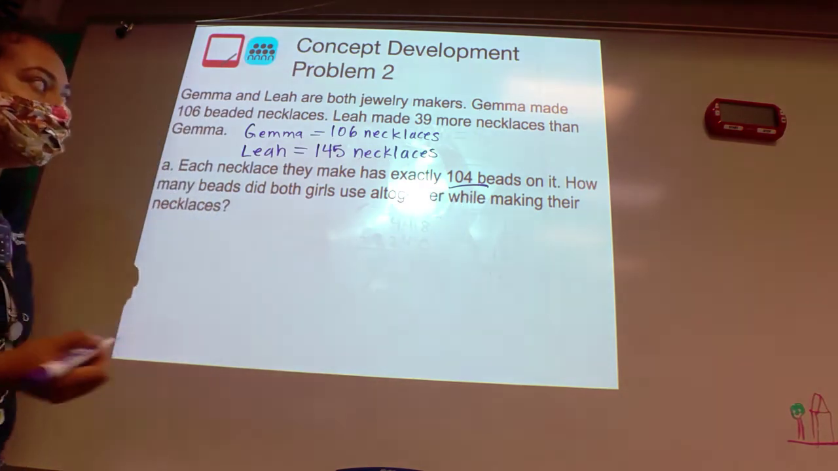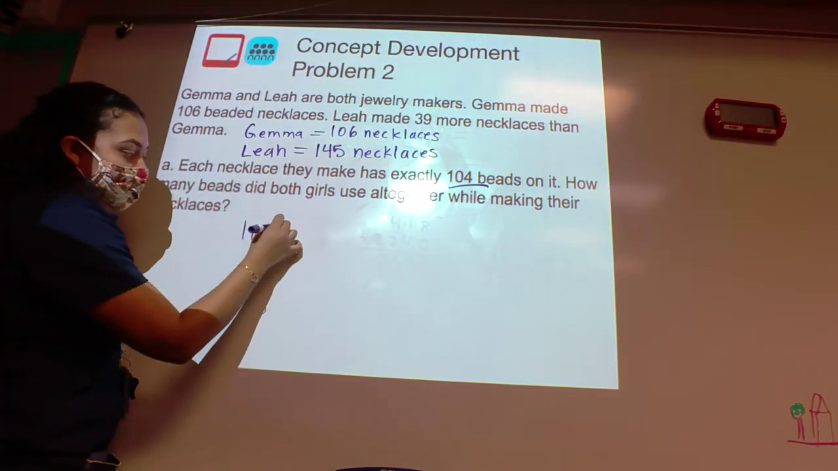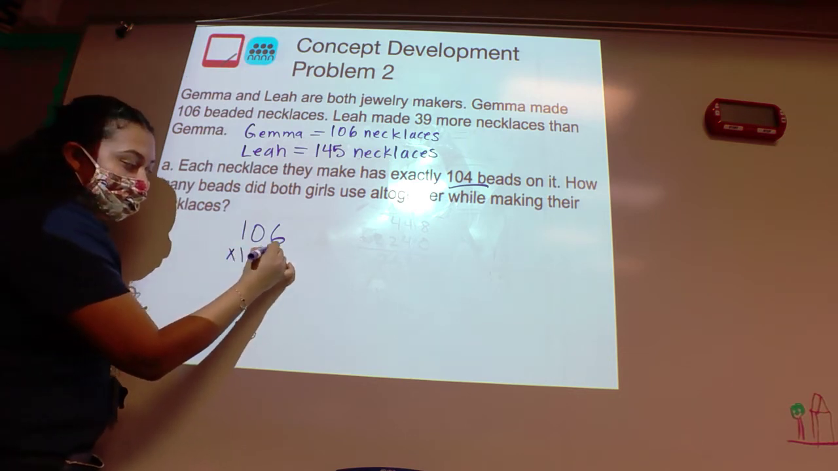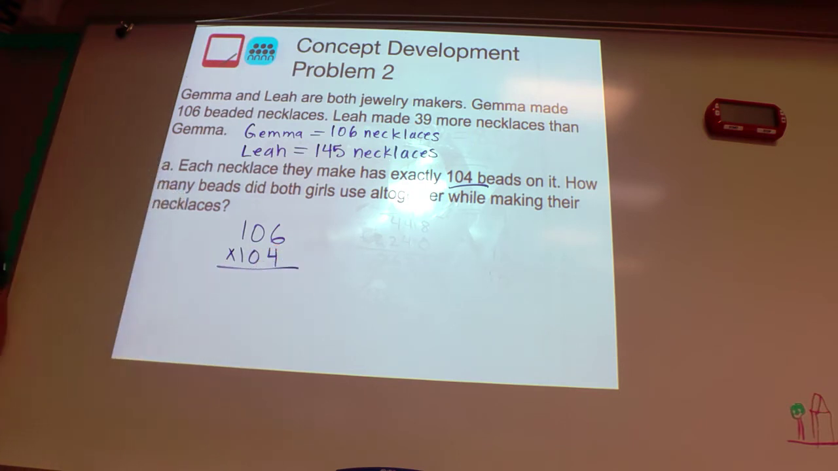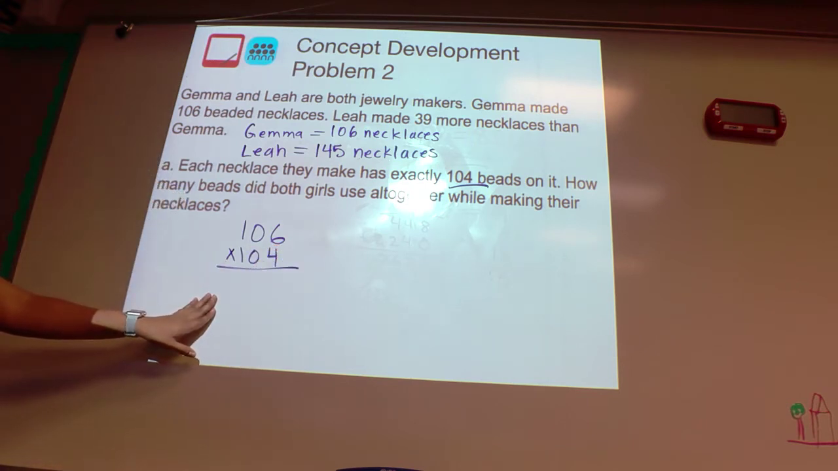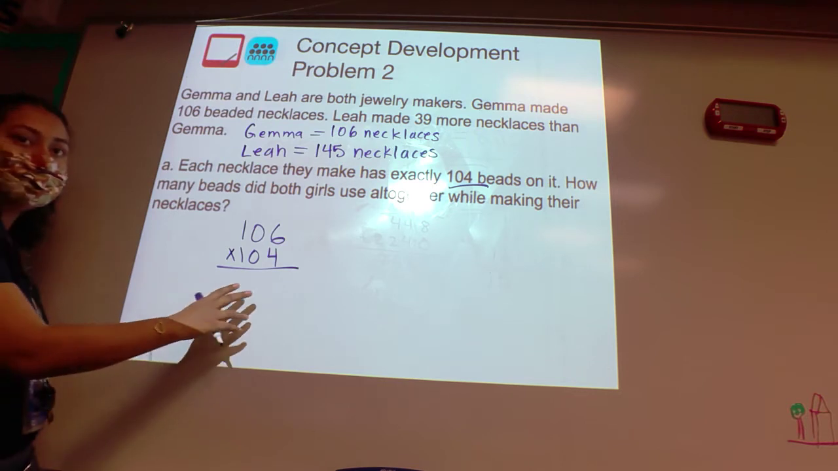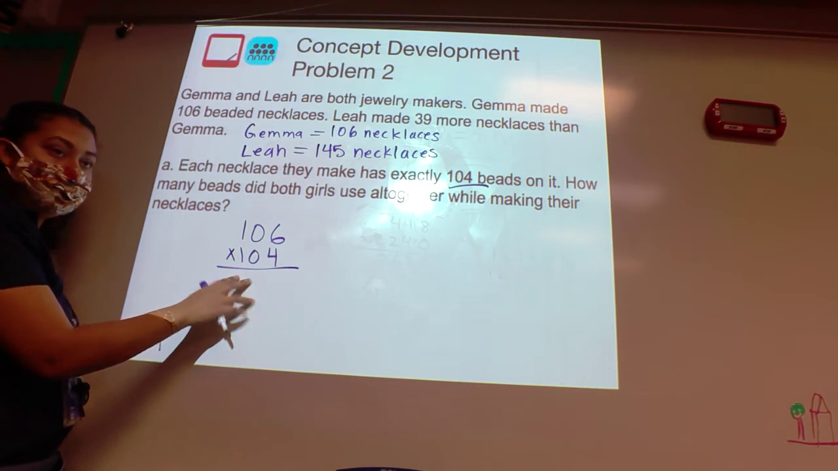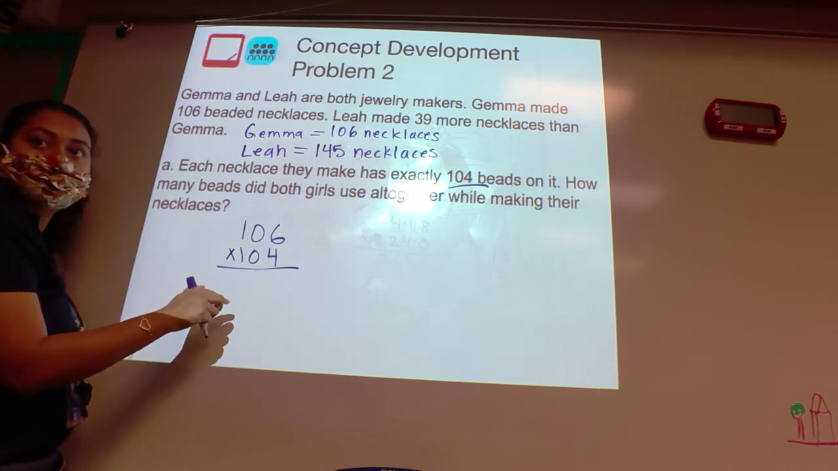So in order to figure out, Gemma made 106 necklaces, and each necklace has 104 beads on it. We are going to multiply 106 times 104 to figure out Gemma's, okay? Write it down. Okay, so let's start multiplying.